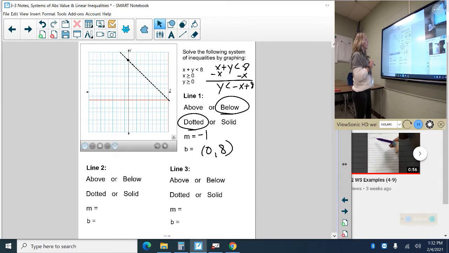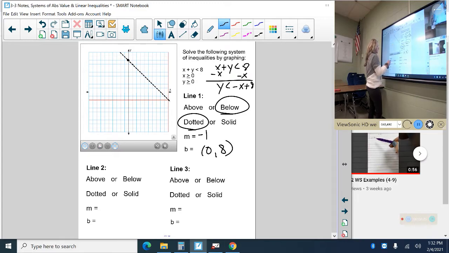Let's look at line 2. X is greater than or equal to 0.